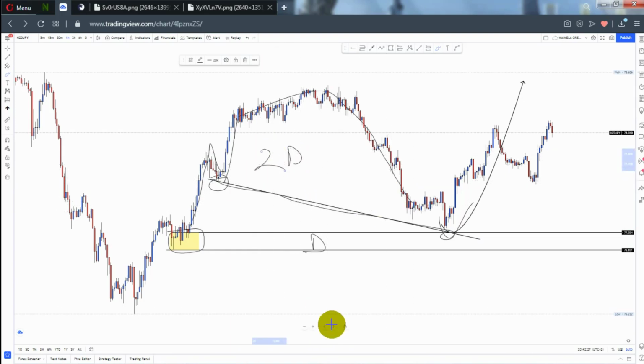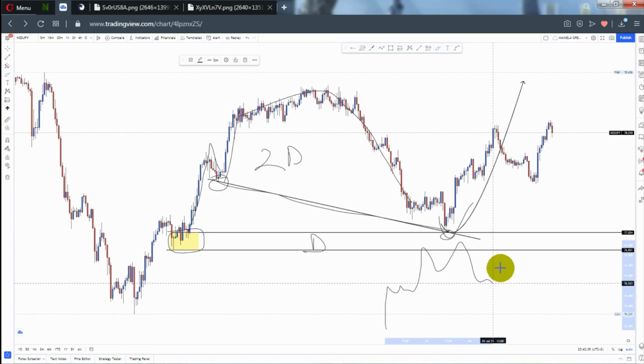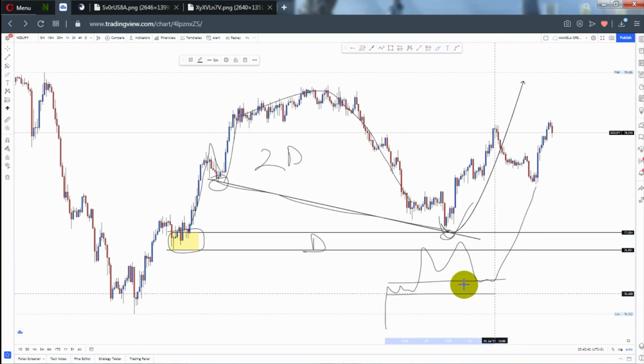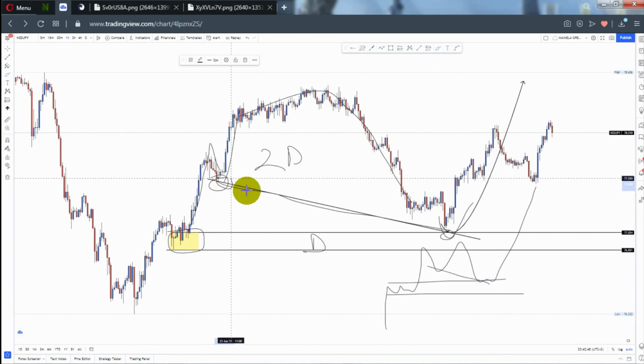This is a 2D drive because we have our rally, consolidation, then rally, then a pullback towards the rally that fails, then they go up again, then they come down towards the rally, they give us a pattern, then they move up. So this will make this a 2D drive. So this is a 2D drive. This is the scenario here.